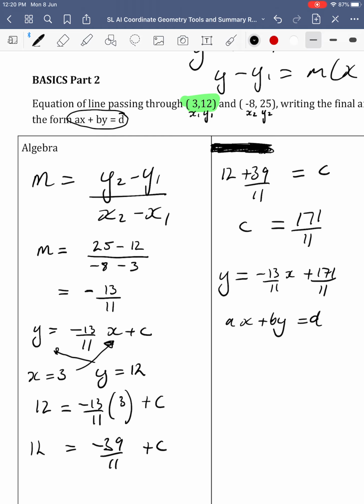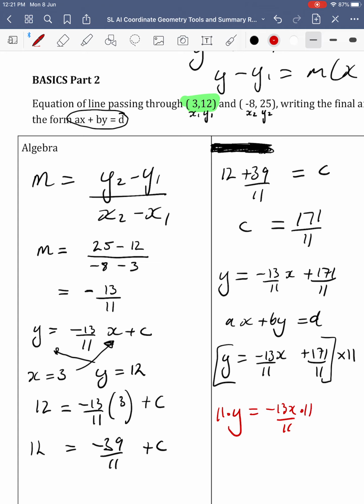This is called the general form of the straight line. Okay, the general form. You've got the slope intercept form, y equals mx plus c, and now you've got this general form. So we need to play around with this a little bit. So we're going to take y equals negative 13x over 11 plus 171 over 11, and the magic trick is to multiply both sides by 11. So I'll have 11 times y here, and I have negative 13x over 11 times 11 plus 171 over 11 times 11.